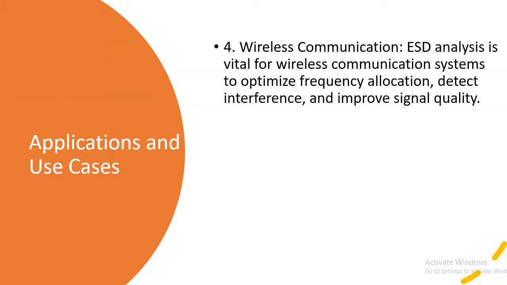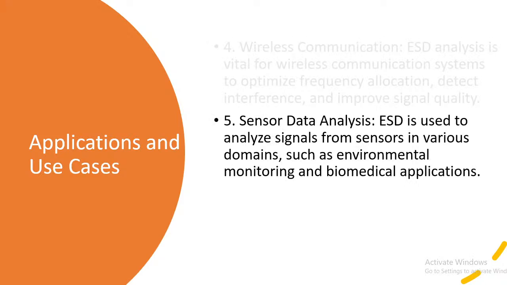Then finally, in wireless communication systems, since it is applicable in RF systems, naturally it will be applicable in wireless communication systems. This is vital for wireless communication systems to optimize the frequency allocation, to detect any interference present, and to improve the signal quality.